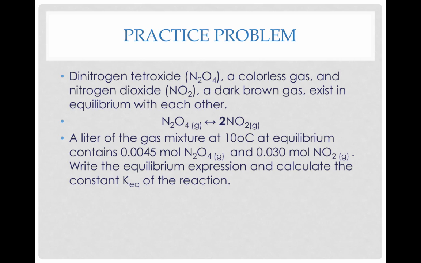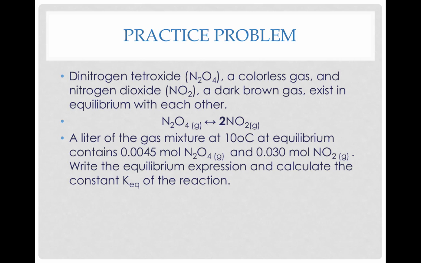Okay, so here's a practice problem on calculating the KEQ to determine if reactants or products are favored. So you have dinitrogen tetroxide, which is N2O4. It's a colorless gas. And it produces nitrogen dioxide. So this is a decomposition reaction. When dinitrogen tetroxide breaks down, it produces 2 moles of nitrogen dioxide. Well, this is an example of a reaction that's reversible. So when the 2 moles of nitrogen dioxide are formed, they can then turn back into dinitrogen tetroxide, as long as it's in a closed system.